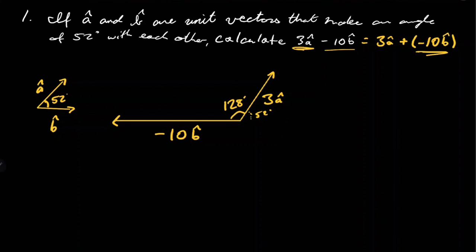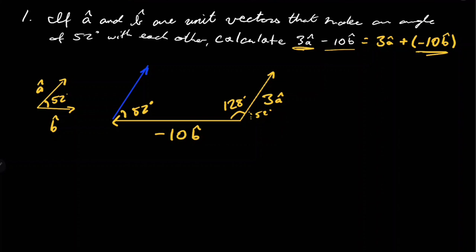So I will move 3 vector A and arrange it head to tail with negative 10 vector B, and that goes here. My hand's there, I can't see. Okay, that's about the same length. Obviously, this is 52 degrees away from vector B. Notice that there is a parallel line theorem C pattern there. Even though I didn't need to use it, I'm showing it here.